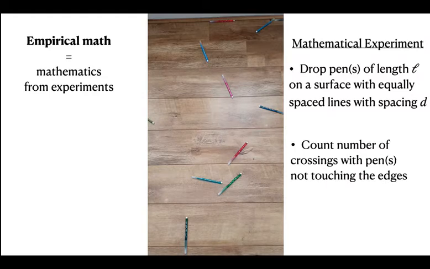Now, once we have this, we drop them and we count the number of crossings between the pens and the lines on the floor. We take care of counting only the ones that are not touching the edges for the calculations that are coming in a minute. Then we repeat this experiment many times, and we try to do something with the data. I'm going in fact to show you in a moment what we do with it.